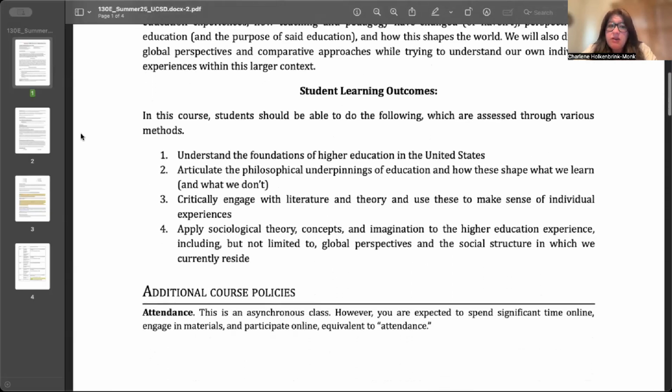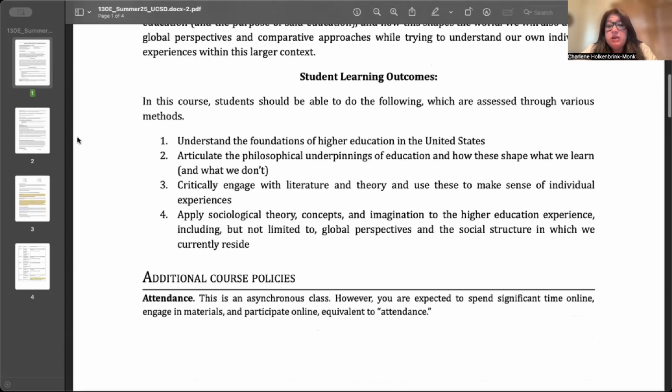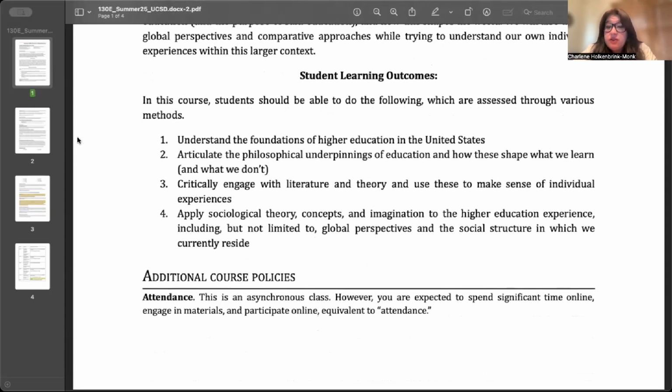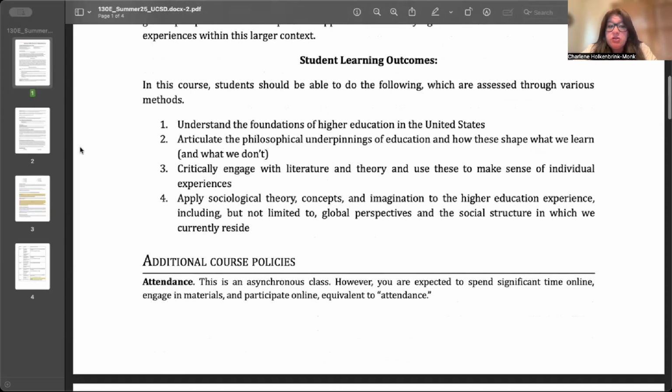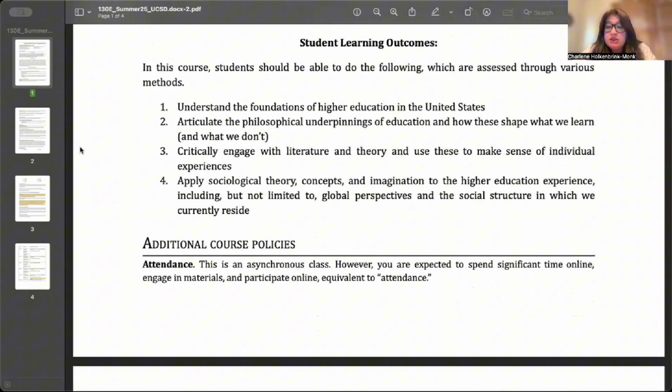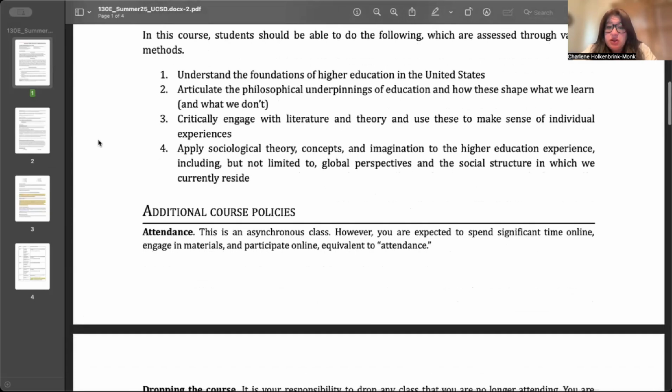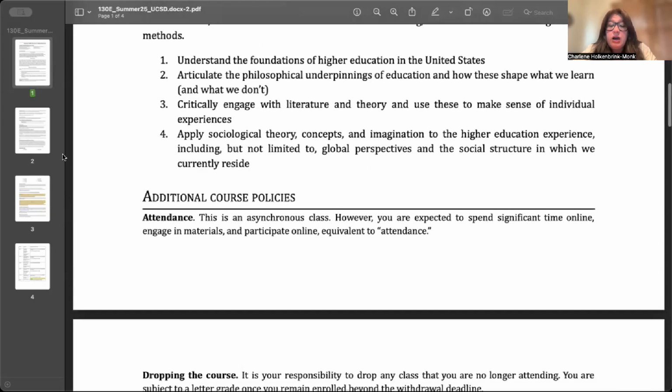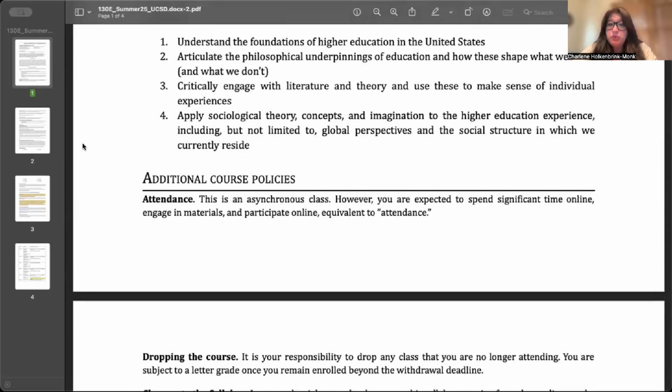The outcomes that I have for you is that you'll understand the foundations of higher education in the United States. You should be able to articulate the philosophical underpinnings, so the philosophical lineage, like the philosophy of education and what the purpose is, critically engage with literature and theory and make sense of it in terms of your own individual experiences, and then apply sociological theory, concepts, and imagination to higher education experience, including but not limited to global perspectives and the social structure. So those are my hopes for you as you complete this course.